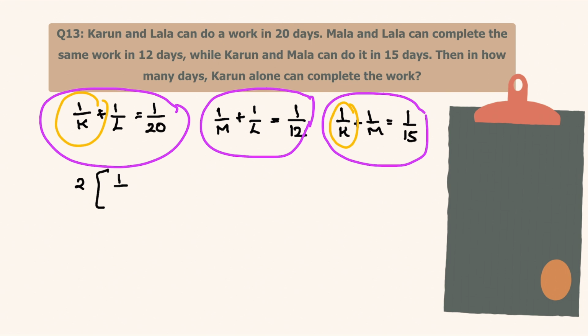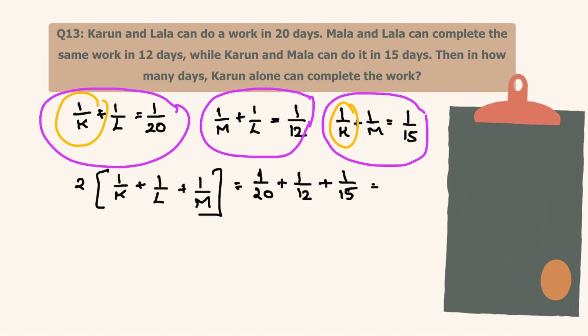Let me check the answer. I think it is 1 by 5. We don't have space to solve it. You can solve it on your own. That means 1 by k plus 1 by L plus 1 by M will be 1 by 10. I always tell you not to forget about this 2 here. You have to take it to the denominator. So 1 by k plus 1 by L plus 1 by M will be 1 by 10.